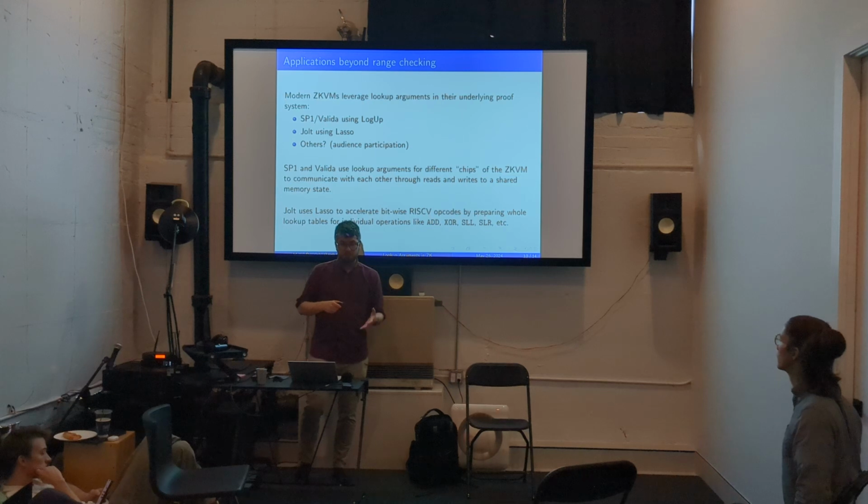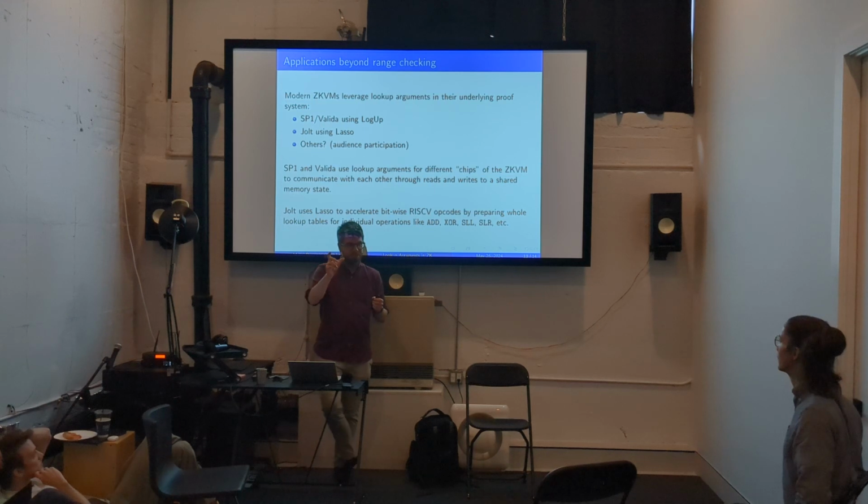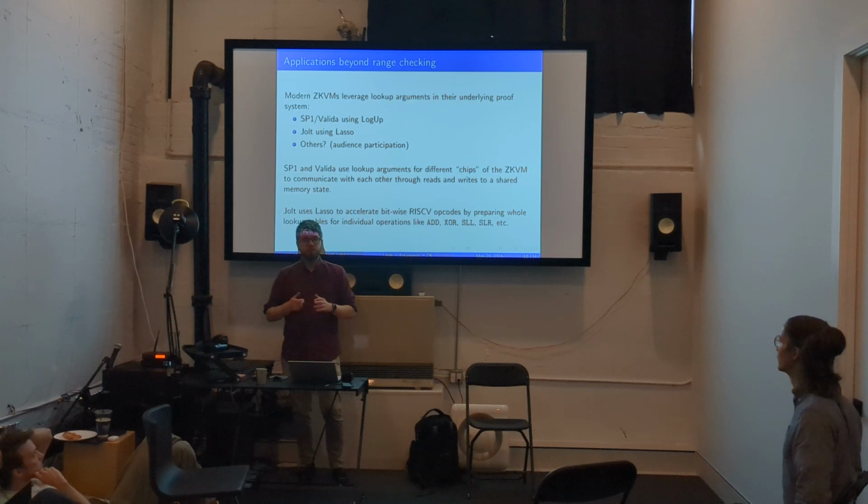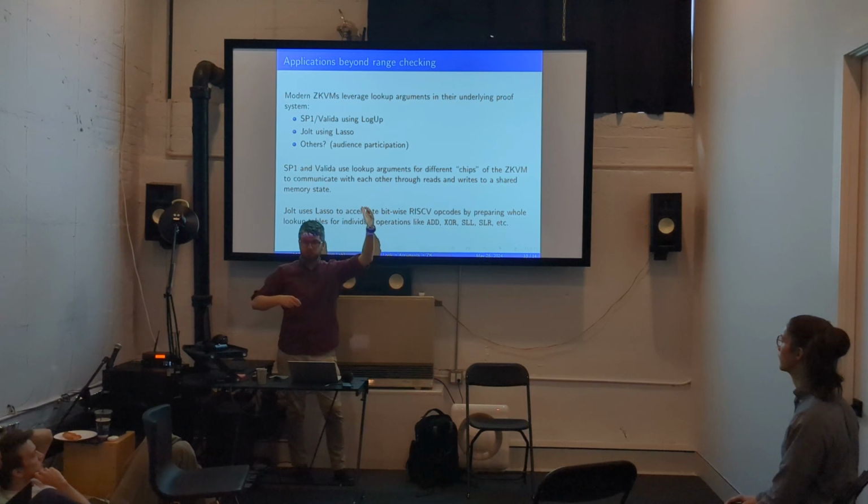Jolt uses lookup arguments very similarly. They have a common read-write memory, but they also use the Lasso lookup argument to great effect, because they're able to not implement these very fiddly bit-type operations like add or XOR or shift left or shift right. It turns out that these operations have the necessary properties to be so-called structured tables. And so we can create these pretty big lookup tables. I mean, let's just think about how big it is, add.